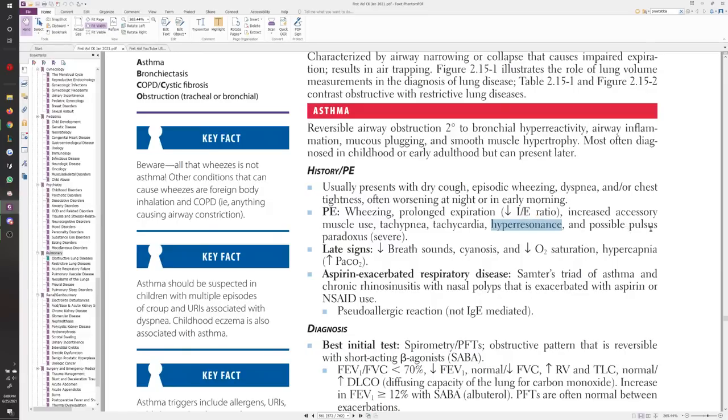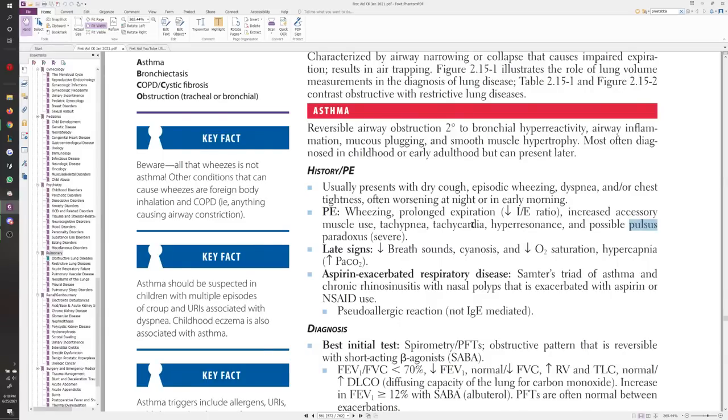And possible pulsus paradoxus. Pulsus paradoxus was a step 1 favorite, where they would give you a description of pulsus paradoxus and then ask you what could be one of the major issues with the patient. Now remember what pulsus paradoxus was. Remember that when you breathe in, blood is supposed to come back to your heart, right? In these patients, in this specific patient in asthma, breathing in isn't so easy, right? That's exactly what happens in asthma. They can't really breathe in, right?